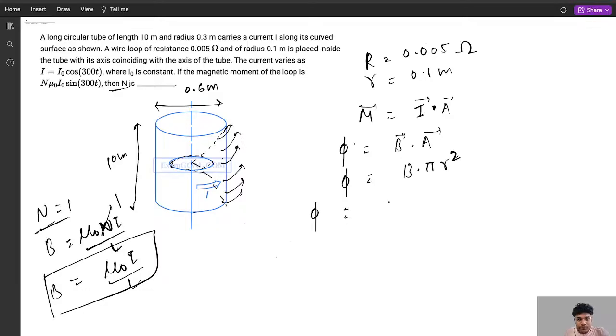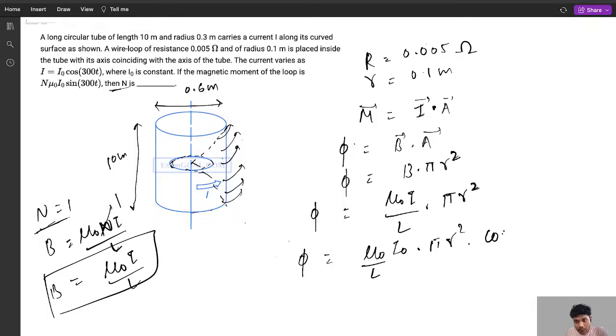From here we get flux is equal to mu naught I by L into B pi r square, that is flux through the small ring placed at the center. Do you understand this? To understand this, what is the value of I? That is phi is equal to mu naught upon L I naught into pi r square into cos 300 t.